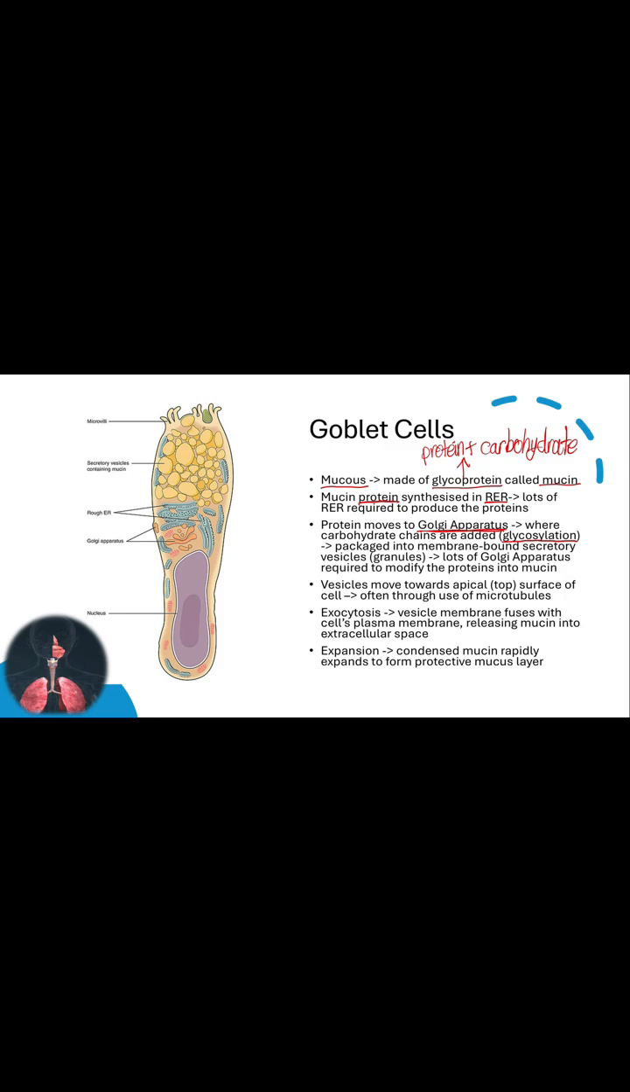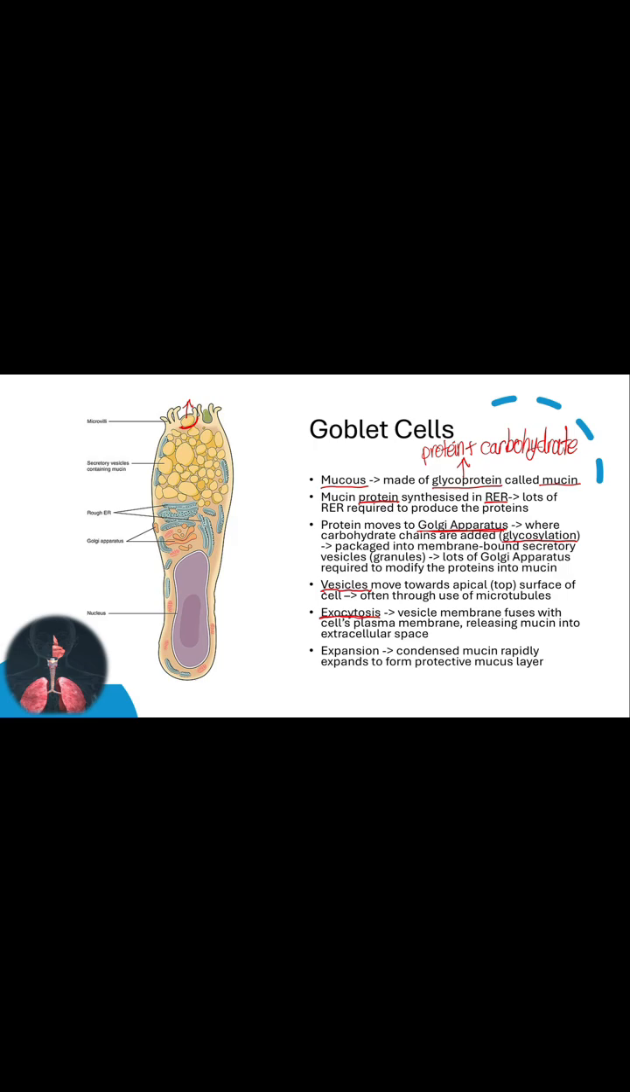And additionally, there will be a lot of Golgi apparatus because of the need to modify this protein. Then the vesicles move towards the top surface of the cell, which we can see here. If you look at this vesicle, it is moving to the top surface and it is about to be secreted into the respiratory tract.